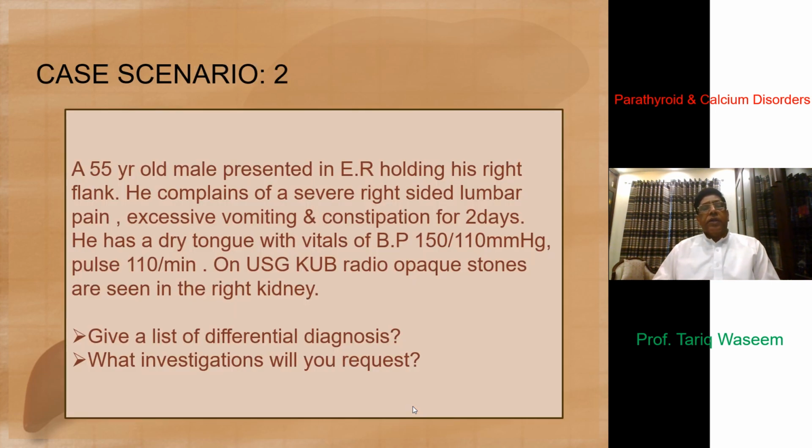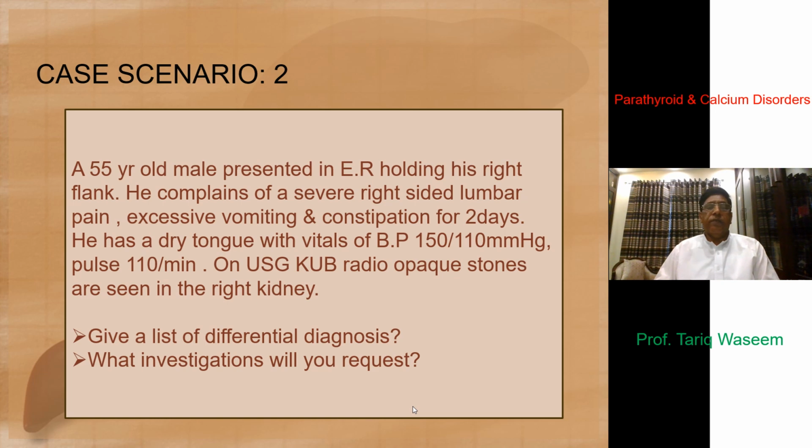Our second patient is a 55-year-old male who has presented in the emergency room holding his right flank. He complains of a severe right-sided lumbar pain. He's complaining of excessive vomiting. He's most of the time constipated, and again this time he's constipated for the last 2 days. He has a dry tongue with vitals of blood pressure 150 over 110 millimeter mercury.